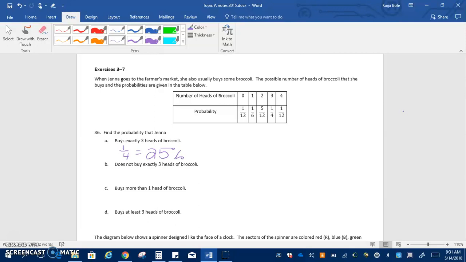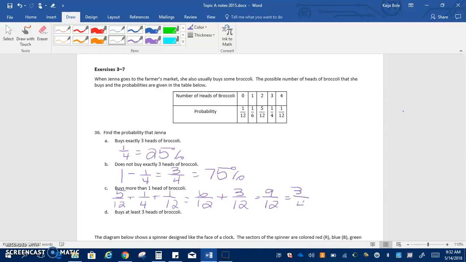Does not buy exactly 3 heads of broccoli, so that would be 1 minus 1/4, which is 3/4, and 3/4 is 75%. Buys more than 1 head of broccoli, so that means we're adding our 5/12 plus 1/4 plus 1/12. So we can add the 2 of those. Those are 6/12. Plus, now we have to change the 1/4 to a 12. So that would be 3/12. So we'd end up with 9/12, which if you simplify is actually 3/4. And we know that is 75%. So always try to simplify first before you have to pull out the calculator.